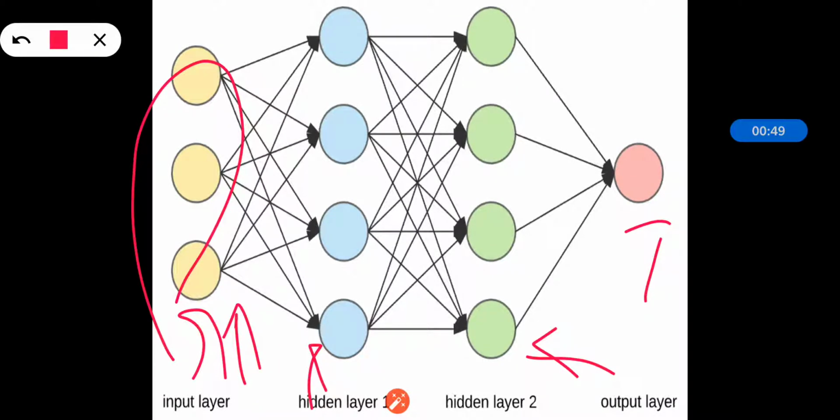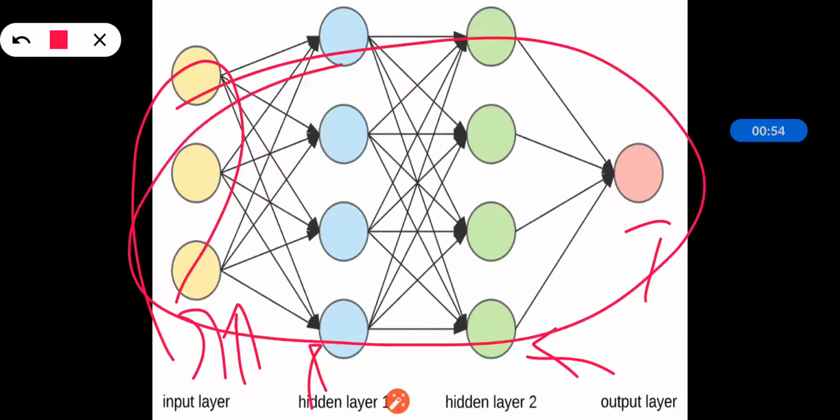Then each node is connected with another node from the next layer. We can see in the diagram of the neural network architecture that each and every node is connected to another node from the next layer. The input layer nodes are connected to the hidden layers, then the hidden layer nodes are connected to another hidden layer, and then they are connected to the output layer.